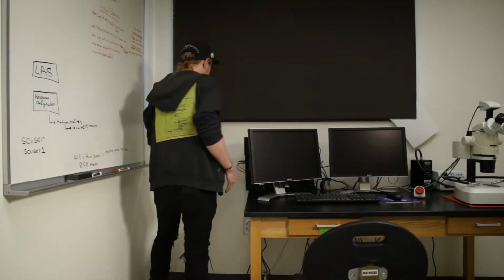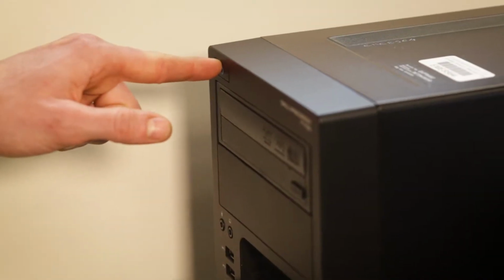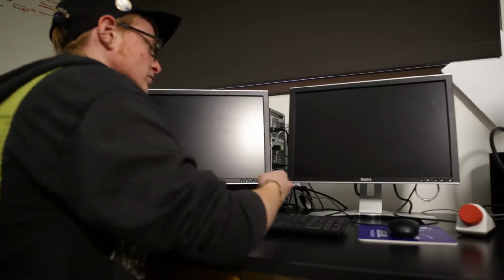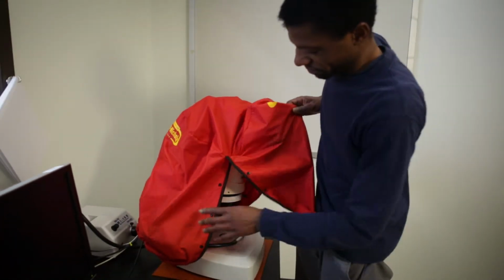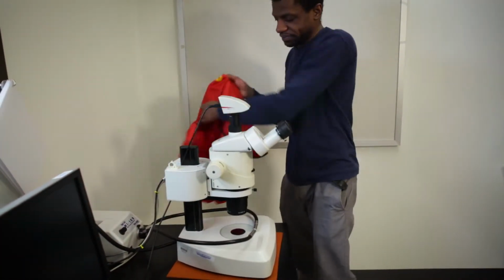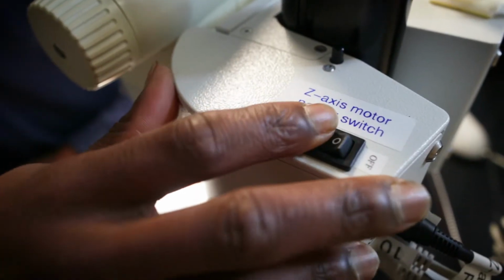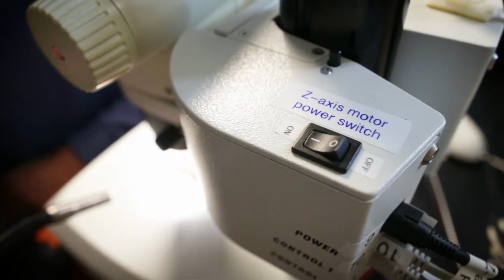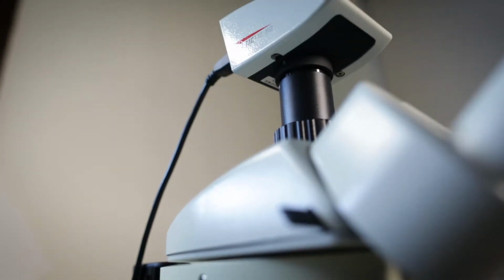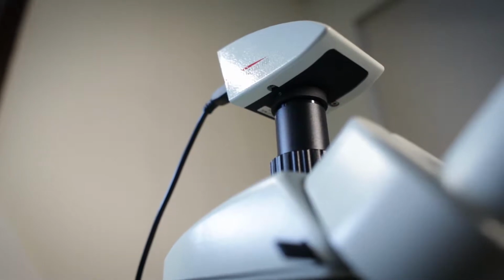Then turn on the computer and both monitors. Next, remove the dust cover from the instrument to reveal the stereo microscope and the camera. On the back of the microscope, flip the Z-axis motor power switch into the on position. Do the same with the small switch on the back of the camera.